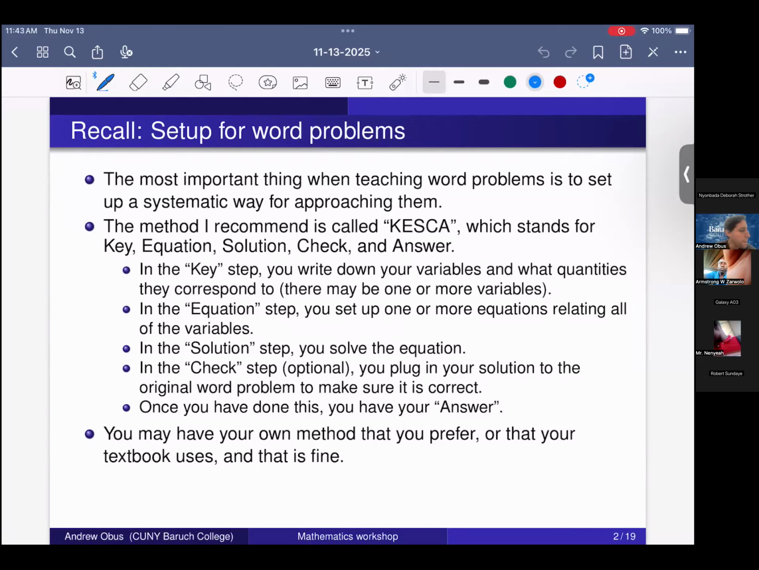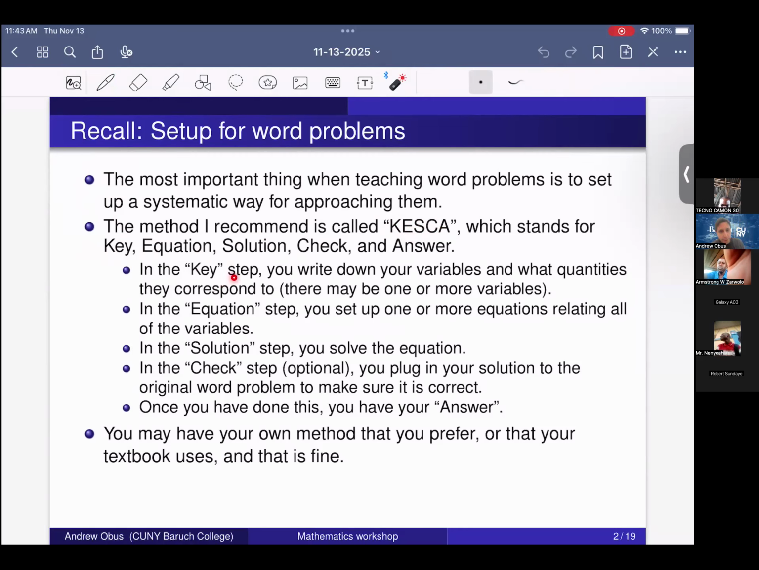So remember with these word problems that often the math is not that complicated and all of the real work is in setting the problem up, right? So we have this method that we've been using called KESCA. So key, equation, solution, check, and answer. It's all these steps that you can use for any word problem. And this is just as a review.